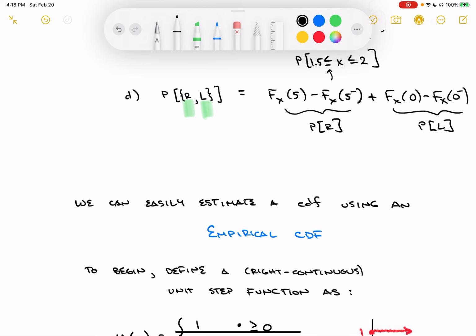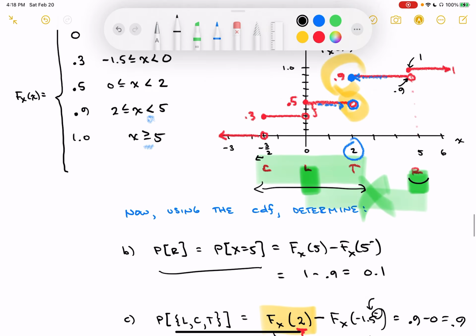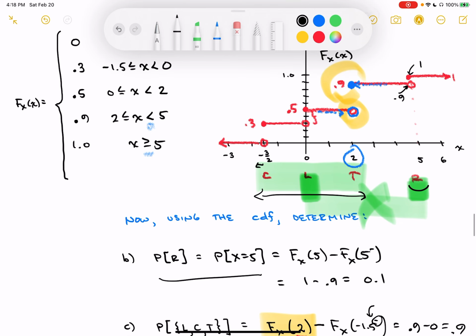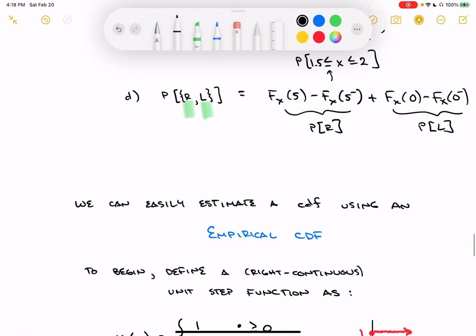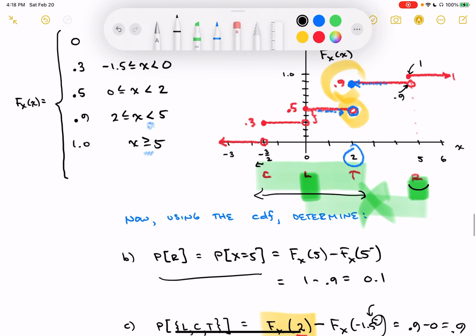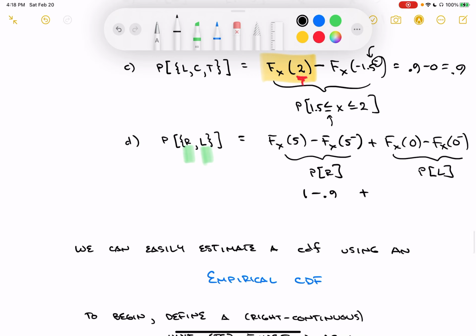If I go ahead and do the calculations here, F_X of 5, we see that is a value of 1. F_X of just a little to the left of 5 is 0.9. So I'm going to get 1 minus 0.9, plus, and I go to the 0 in here. What is the value for 0? It's 0.5, and a little to the left of 0, it is 0.3. So in that particular case, I'm going to get 0.5 minus 0.3. That's 0.1 plus 0.2 equals 0.3. So a resistor or an inductor should give us a total probability of 0.3.